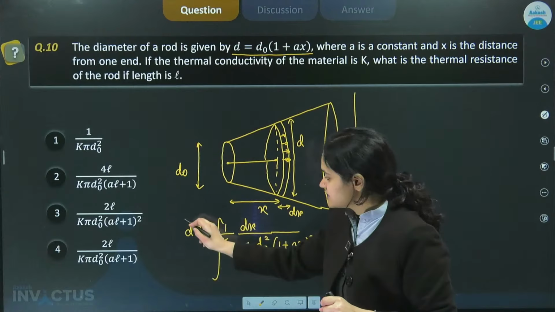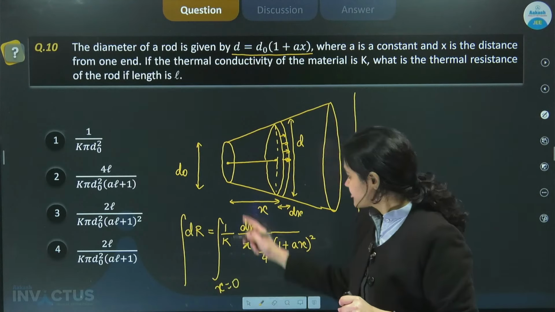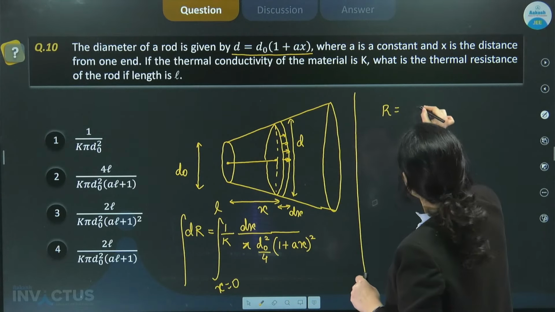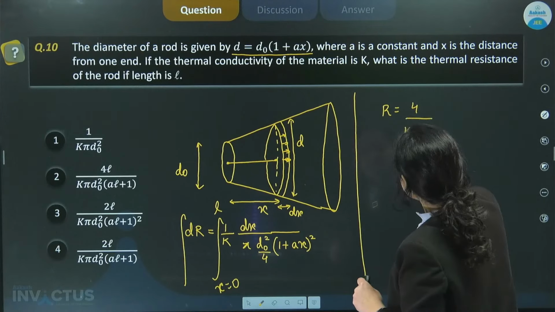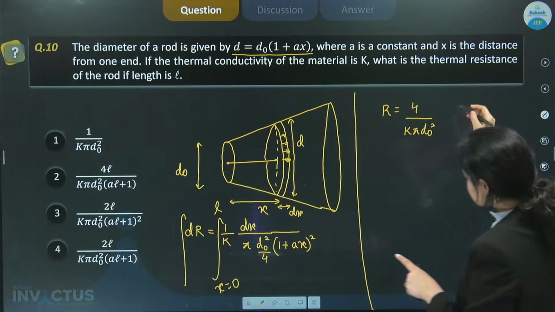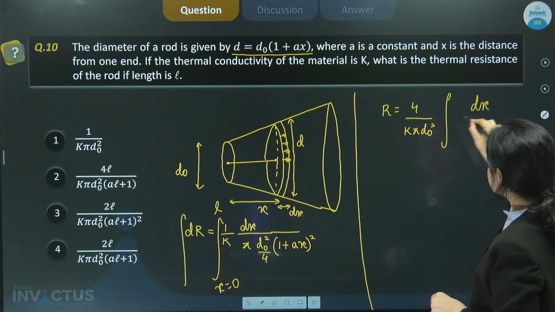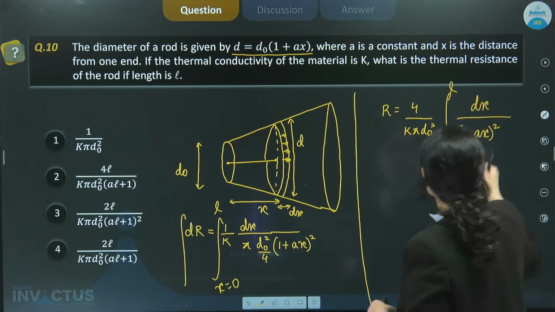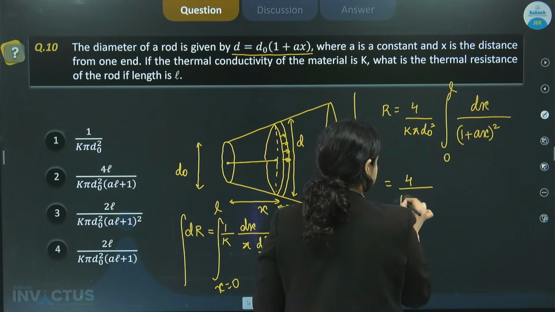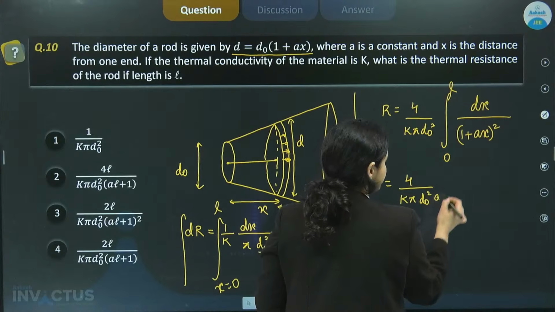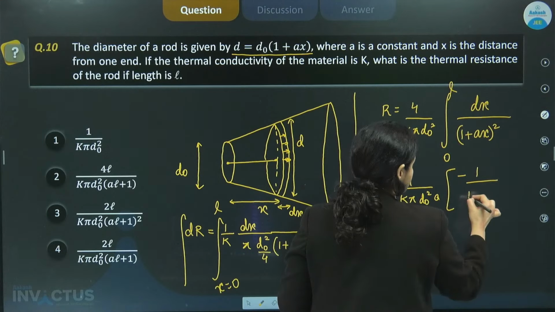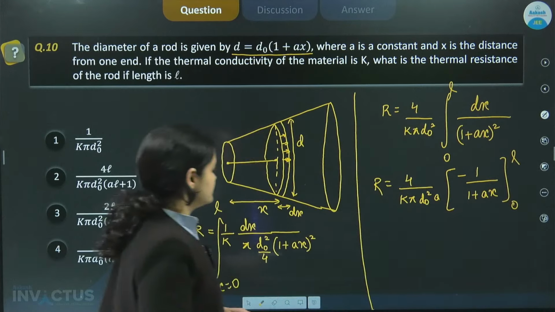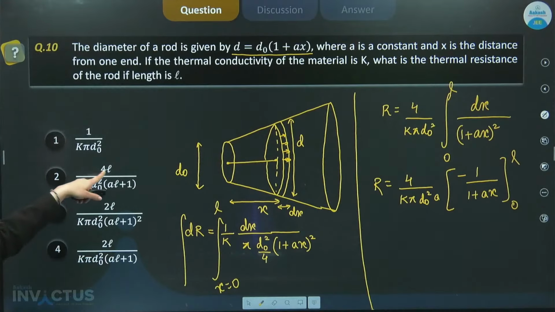Now we'll have to integrate it from x equal to 0 to x equal to the total length of the rod, that is L. So the resistance is turning out to be 4 upon k pi d naught square, times the integral of dx upon 1 plus ax whole square from 0 to L. It's a simple integration. We can write this as 4 upon k pi d naught square into a, times 1 upon 1 plus ax, with limits from 0 to L. When we place this value, we'll get the result as you can see.